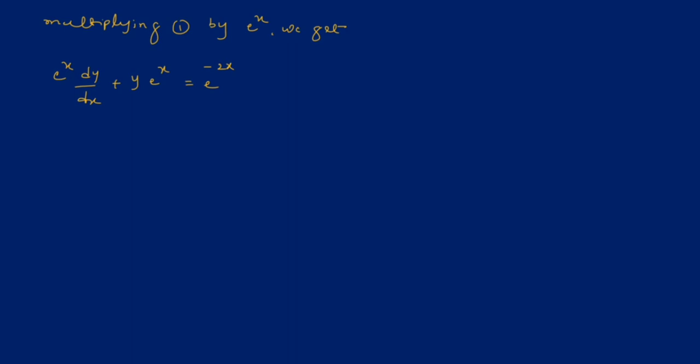So now, which can be written as d by dx of y into e to the power of x. Can we write it like this? It is the u into v form that has been differentiated. So we can write it as d by dx of y e to the power of x equals e to the power of minus 2x.